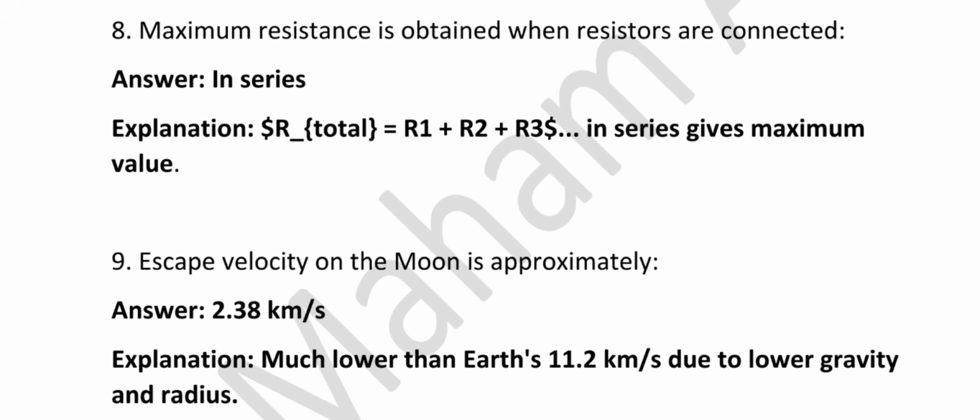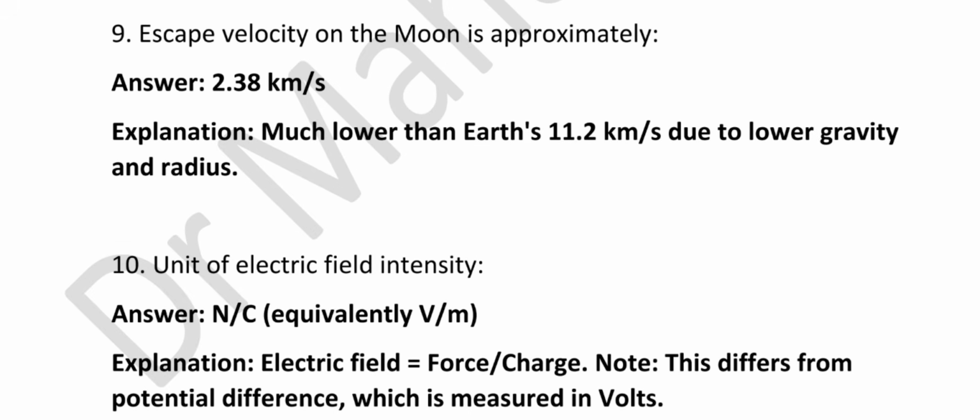Maximum resistance is obtained when resistors are connected in series, because in series it gives maximum value. Escape velocity on the moon is approximately? Correct answer is 2.38 km per second, because it is much lower than Earth's, that is 11.2 km per second, due to lower gravity and radius.